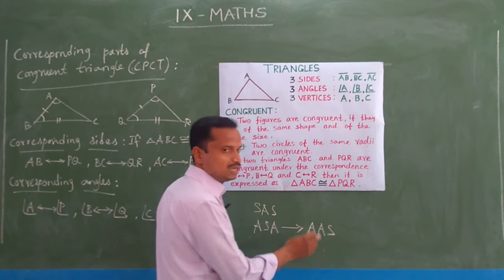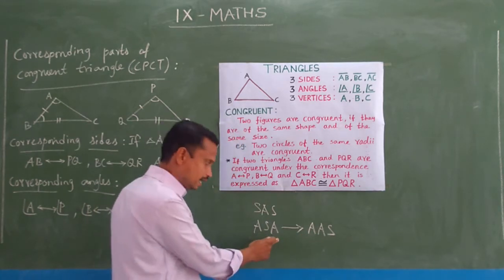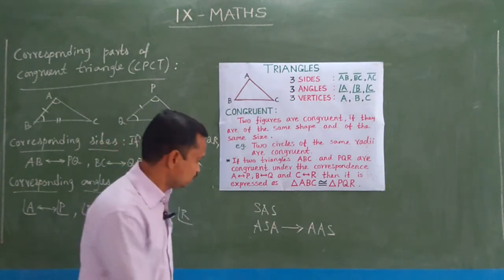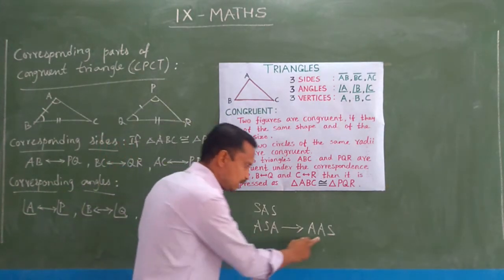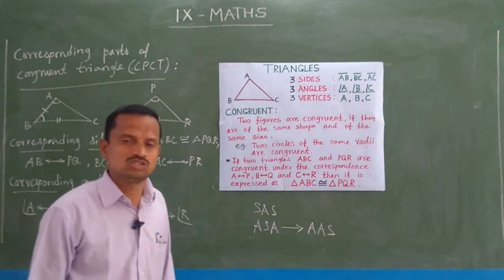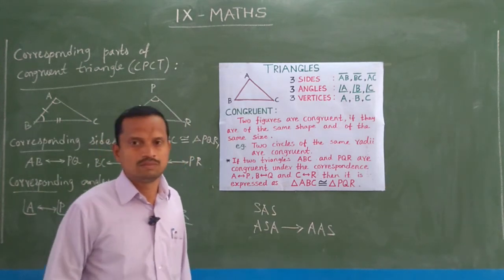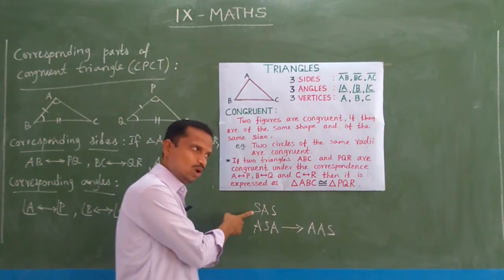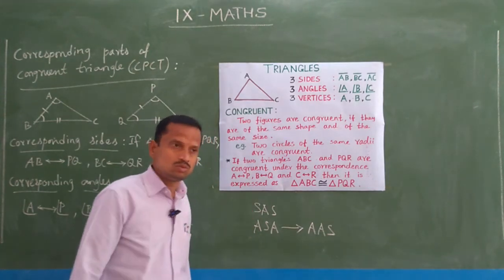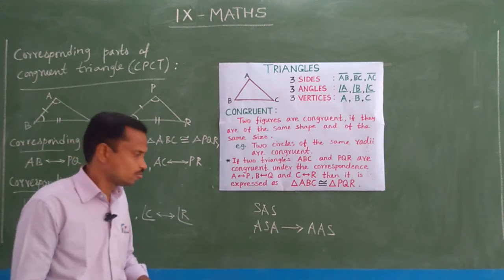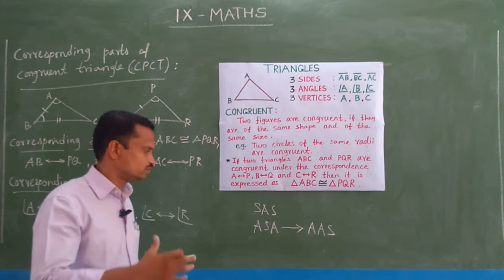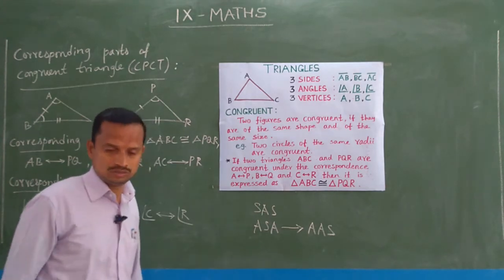AAS is also applicable. You can write this ASA as AAS, any two angles on one side. The included side is also there, and any two angles on any one side, that is corresponding parts. So like that we can have, but SAS is applicable in only one way. Okay, so we will see this in the first exercise. First of all, we will see the rule definition, how we are saying that, and then we move to the exercise.